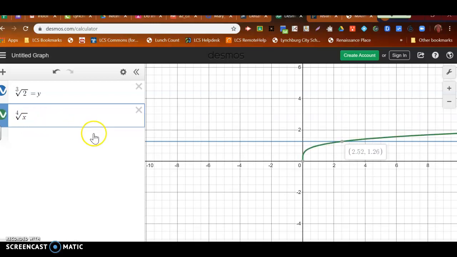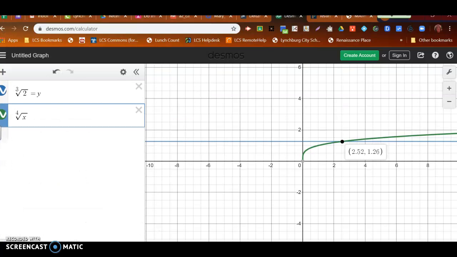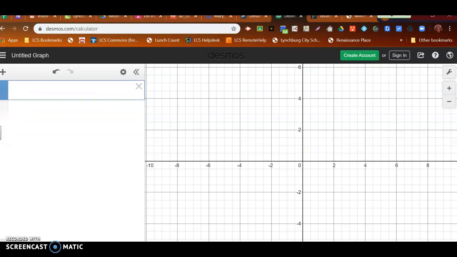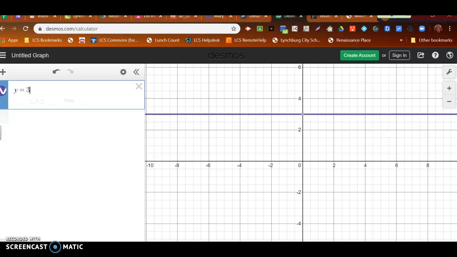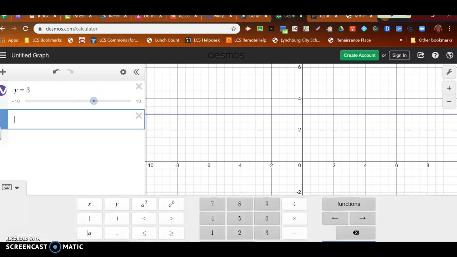And I want to see where they intersect. There we go. So that's my intersection there. When I write it, I'm only looking at the x value. So this one would be 2.52. Okay. The next one, I have 3 and then x squared minus 16. Remember, when you have just a number, you have to do y equals so that you have a reference point. The square root of x squared minus 16.